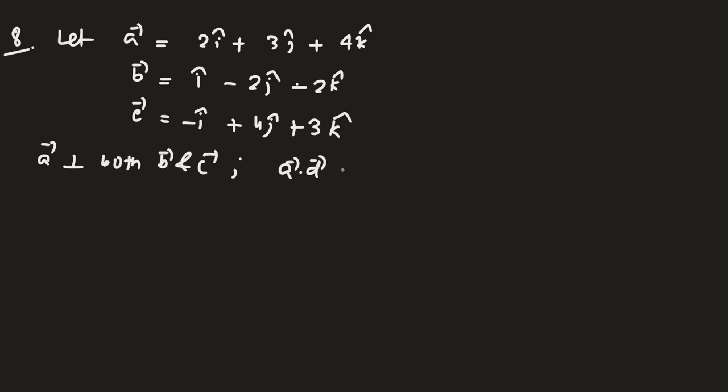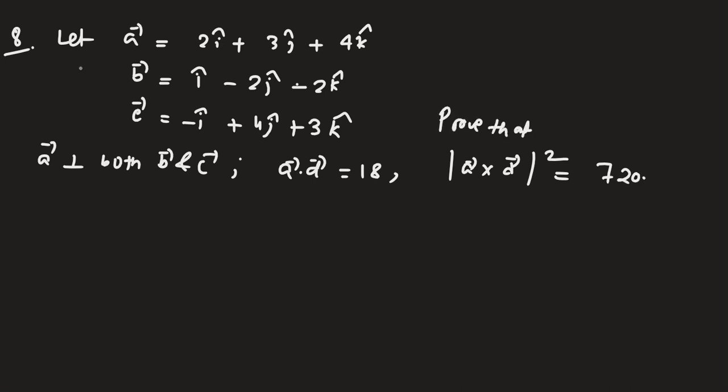Dot product of a and d is given as 18. Now we have to find a cross d, square of its modulus, and this result will be 720. You have to prove this result, prove that this will happen. So this is a small task. Question number 9 also I am giving you as a small task.